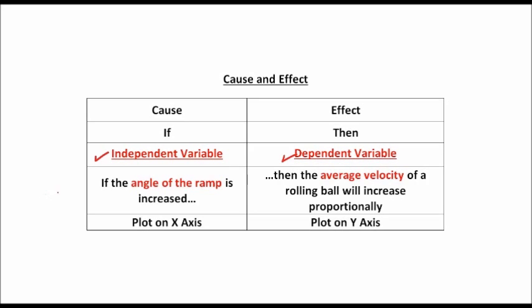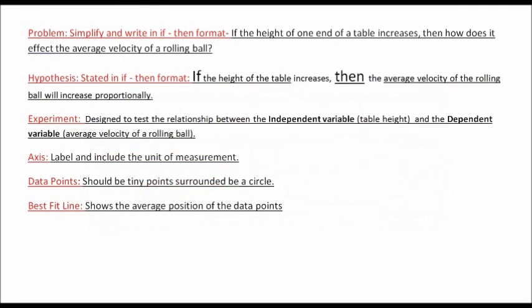Also remember that when you state this as a hypothesis, you can include the independent variable and the dependent variable, which in turn is the cause and the effect in that hypothesis. Our hypothesis today was if the angle of the ramp is increased, then the average velocity of a rolling ball will increase proportionally. We saw that that was a direct proportion, that straight diagonal line in the graph. Also remember that the cause is plotted on the x-axis, while the effect is going to be plotted on the y-axis of a graph.